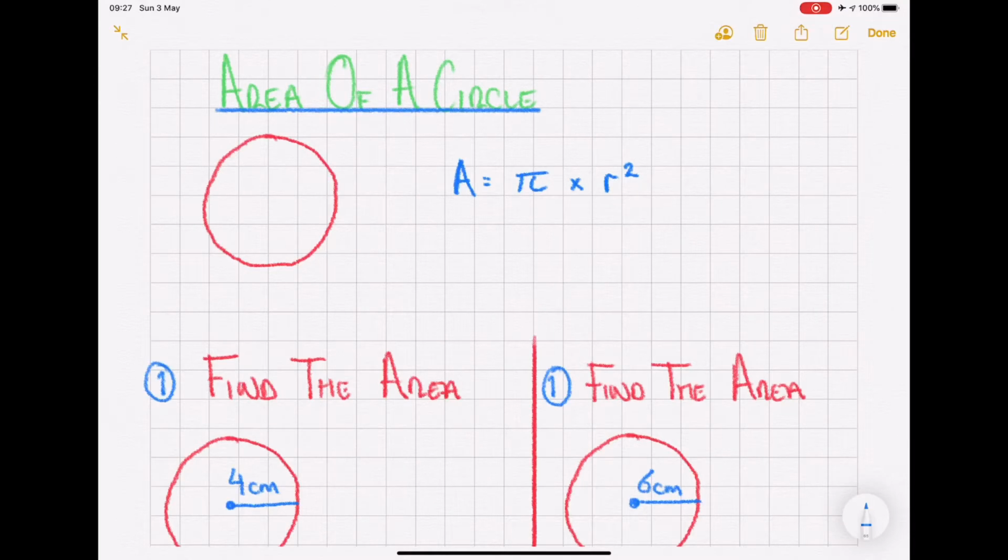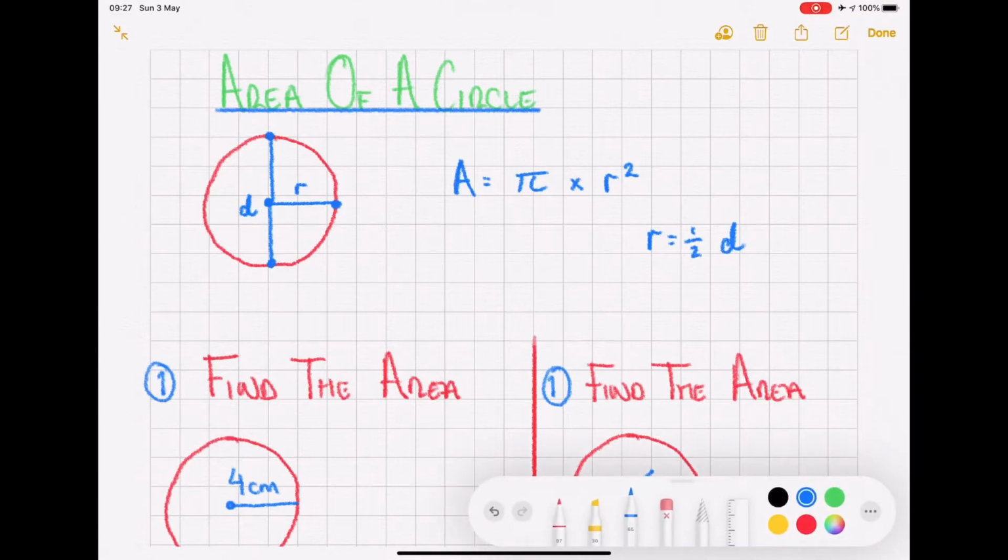And we remember that the radius is the distance from the centre to the outside. That's the radius. And we also remember that the diameter is the length from one edge through the centre all the way to the other edge. And there's the diameter. And that radius is half the diameter. So those are all the things we need to know.